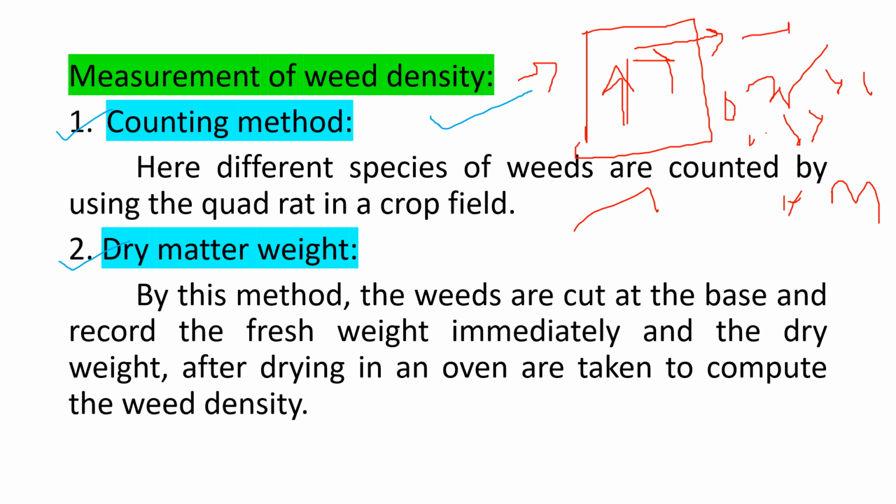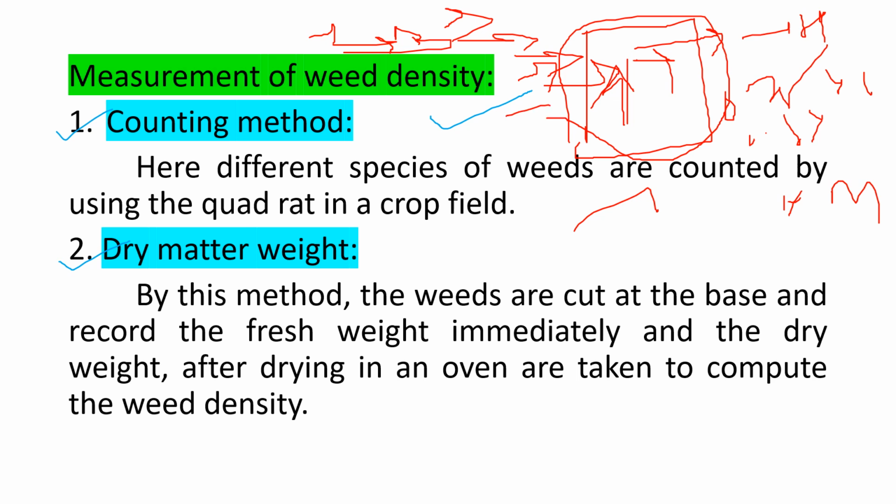You are going to calculate the total number of weeds, and you are going to segregate the number of monocot weeds, number of dicot weeds, or number of grasses, number of sedges, number of broadleaf weeds. Based on that, you are going to estimate the number of weeds in that particular area based on the counting method.